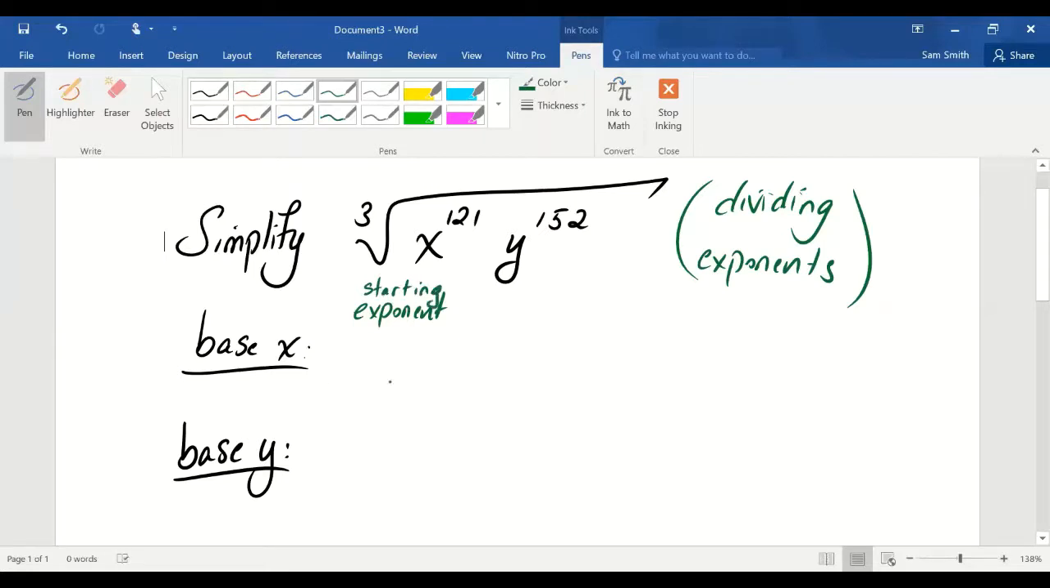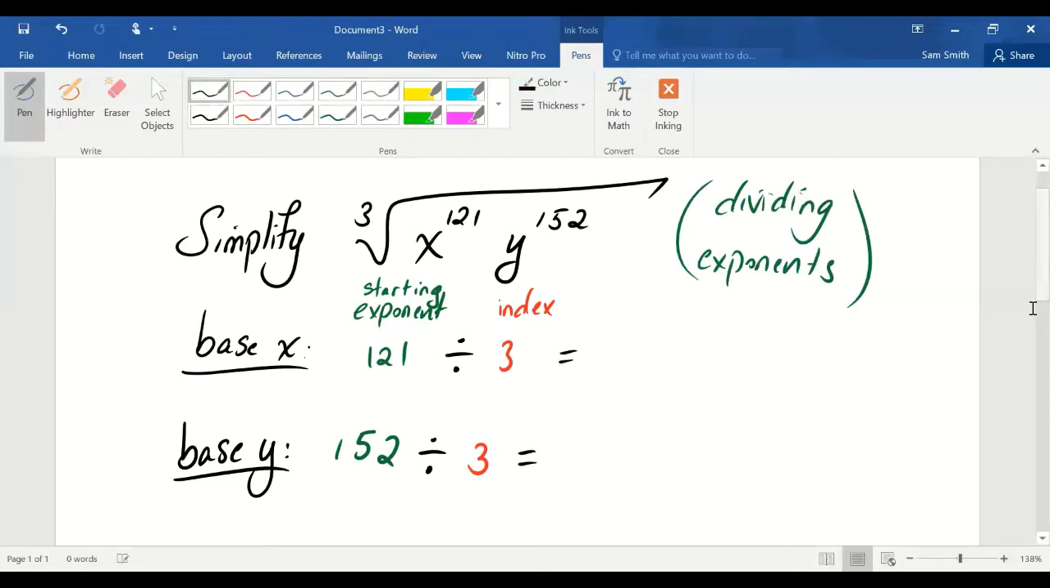So my starting exponent for base x, in our case, is 121. And the starting exponent for base y is 152. What I'm going to do is divide that exponent into groups of 3. I'm going to divide that exponent by the index of 3.